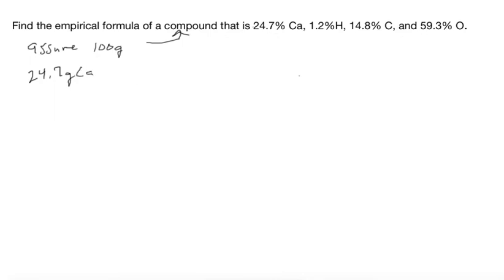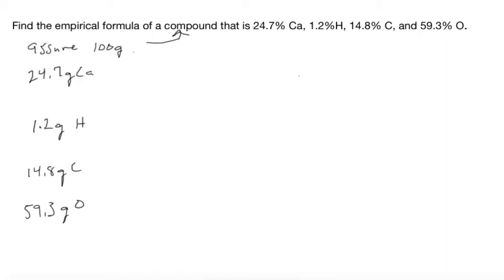So there are four different elements. Let's go ahead and write down the ones that I have. So it's 24.7 grams of calcium, 1.2 grams of hydrogen, 14.8 grams of carbon, and 59.3 grams of oxygen.